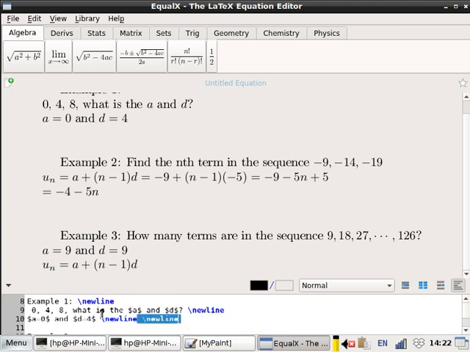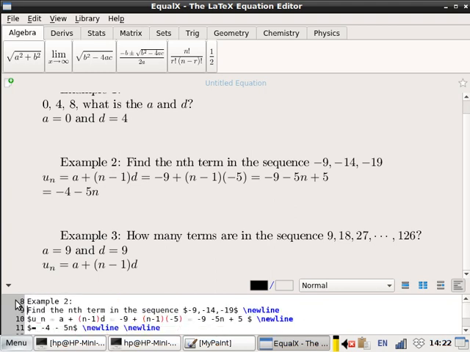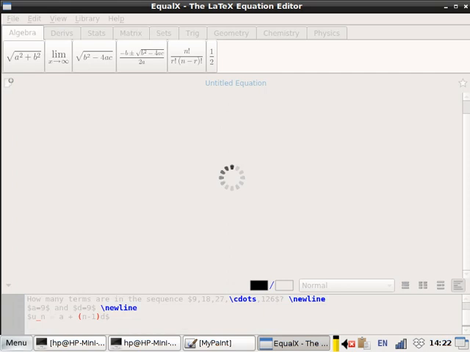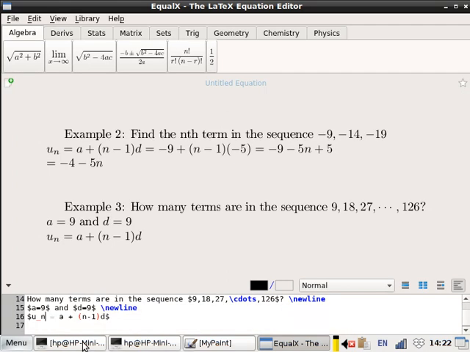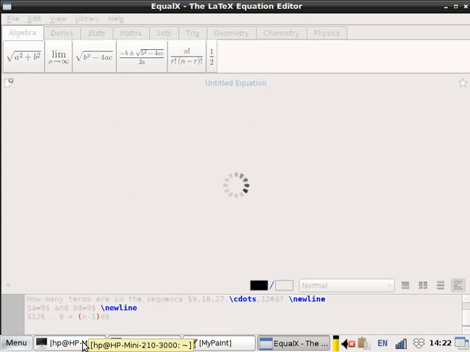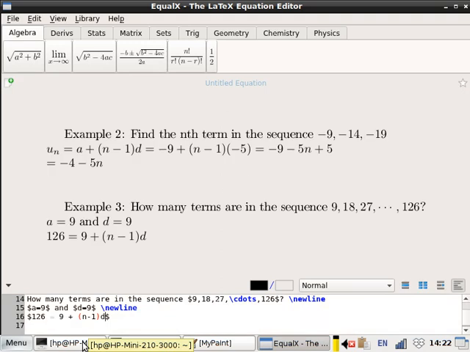Let's have a look here. Let me just make a bit more space. Okay, so let's fill in the numbers. Right, what do I put in for UN? 126. And then my A is 9 and my D is 9.